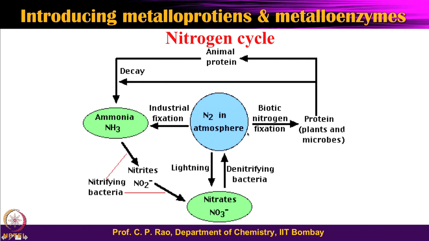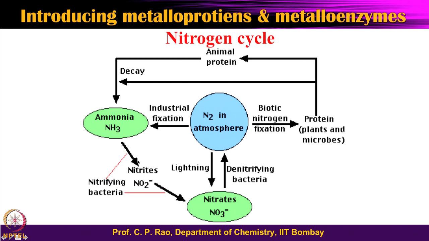So, nitrogen present in the atmosphere. On one side you have the industrial conversion to ammonia, and ammonia converting to nitrites and to nitrates. And you have a lot of enzymes, nitrifying bacteria. When we say bacteria is working, it is basically the enzymes of the bacteria that work. So, as a chemist, we need to look at the bacteria as an enzyme. A biologist will look at it as a bacteria, as a creature which does it.